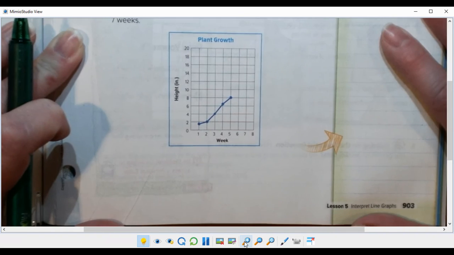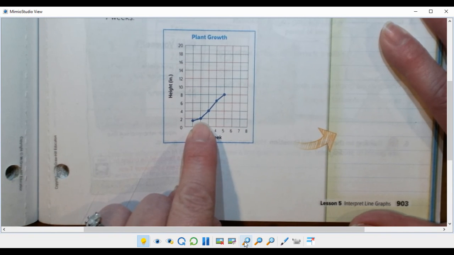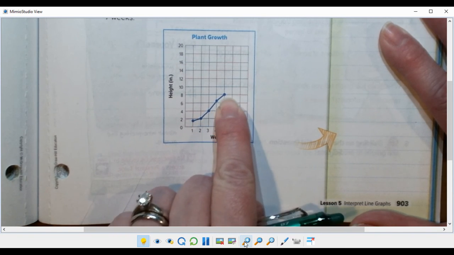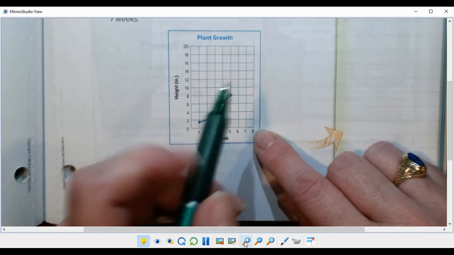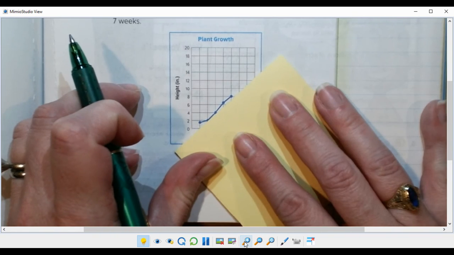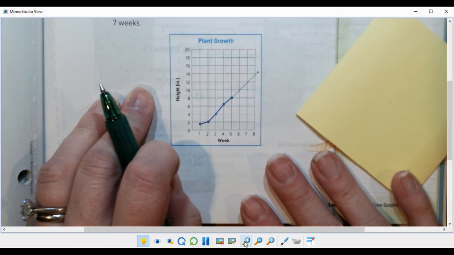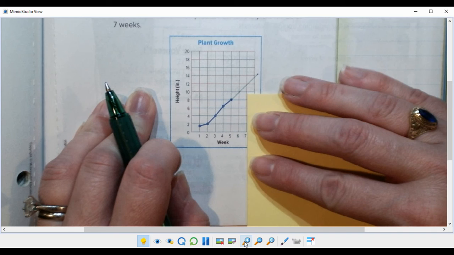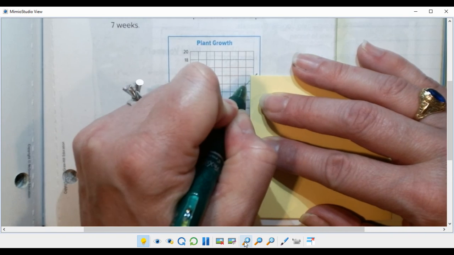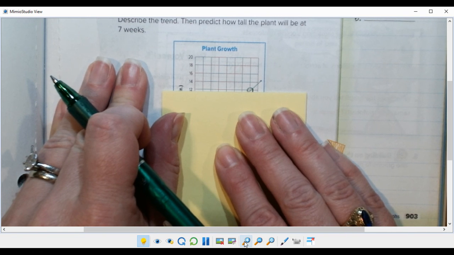All right, so when we come down here, we're talking about the height of a plant. A little bit of a slow start here, but then it seems like it rises consistently or steadily or about the same. So if we had to make a prediction for 7 weeks, I'm going to line up something nice and straight, and maybe like that. All right, it's not perfect. It's a prediction. But then I can go to my 7-week line. I'm going to say that my plant will be about 12 inches tall.